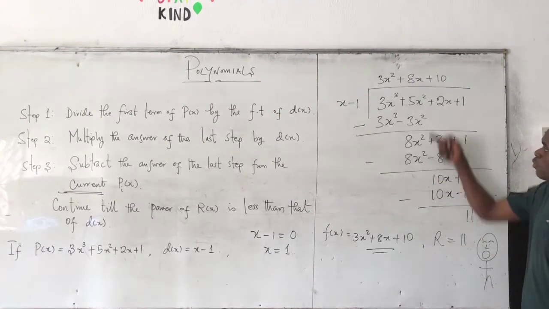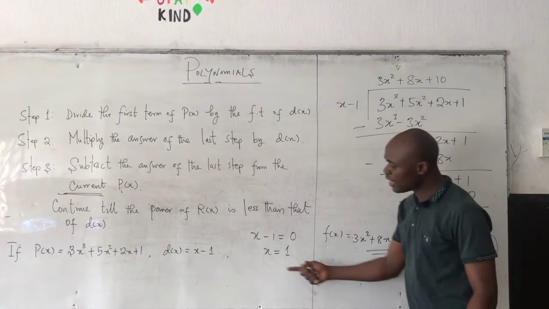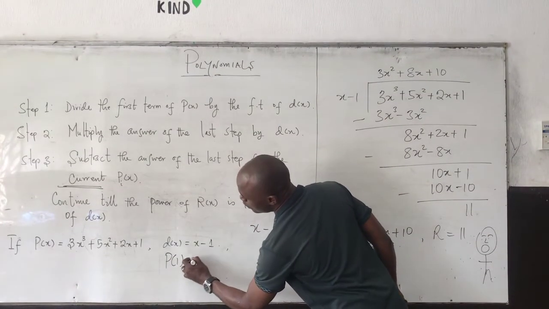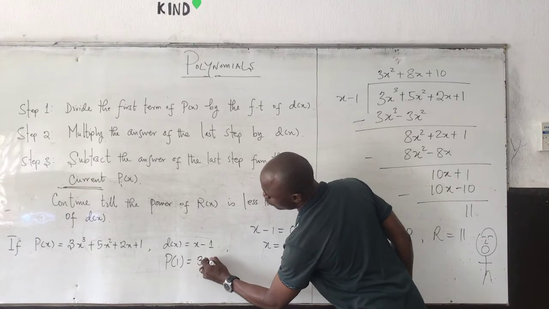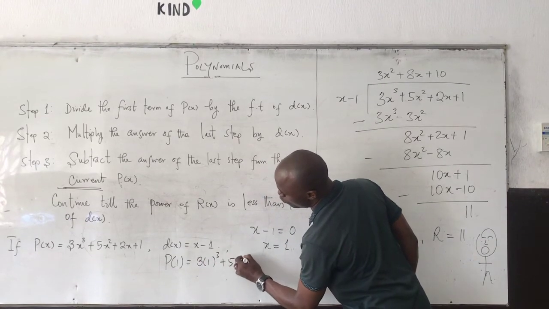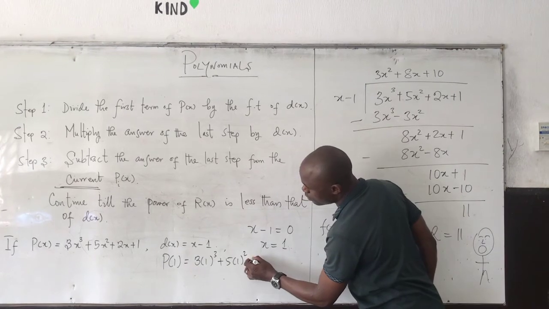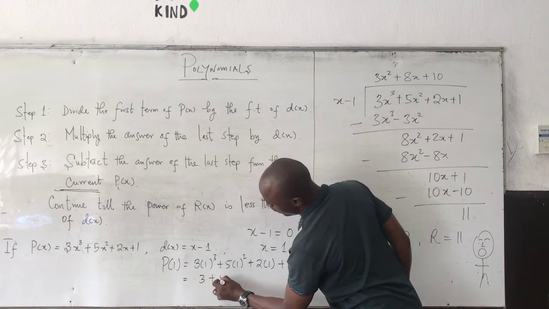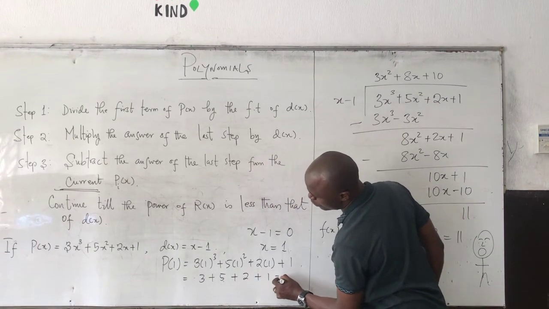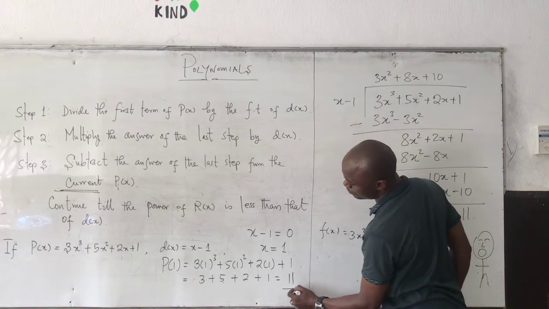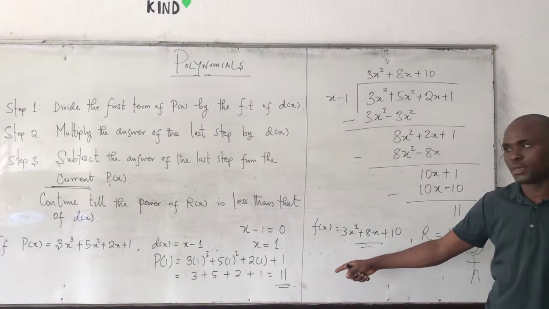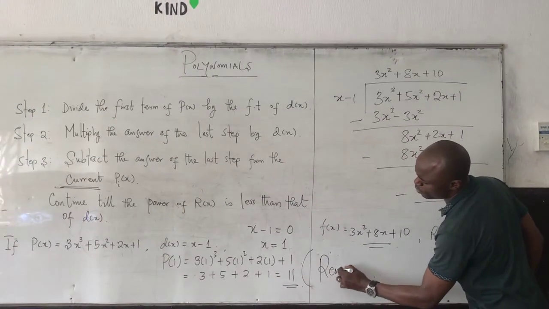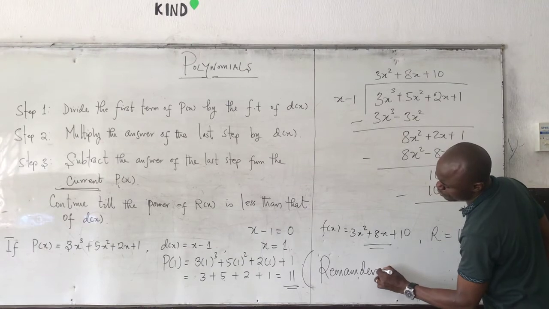So we can get this remainder without having to do all this. How do we do that? Let's substitute this x as 1 into this polynomial. So that will give us p of 1, which equals 3 into 1 cube plus 5 into 1 square, replacing x, plus 2 into 1 plus 1. This gives us 3 plus 5 plus 2 plus 1, and 8 plus 2 plus 1 is 11. So that's another way we can get the remainder without having to do all this. That is called the remainders theorem.